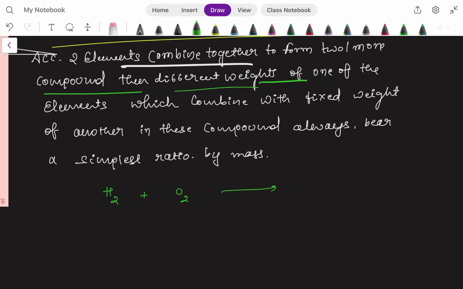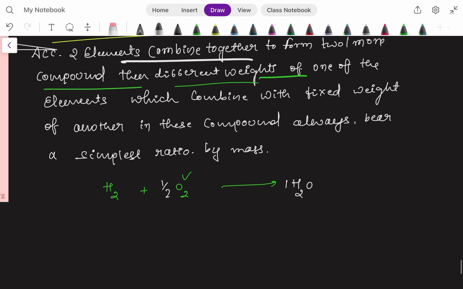Hydrogen and oxygen is there. We are going to get water. How many moles? 1 mole of water if I am mentioning H2 plus half O2, right? This is one compound. Second, I am mentioning H2 plus O2, which gives what? H2O2. A different compound, right?